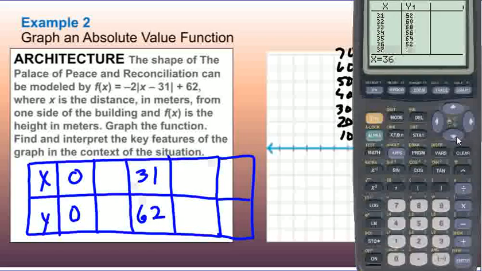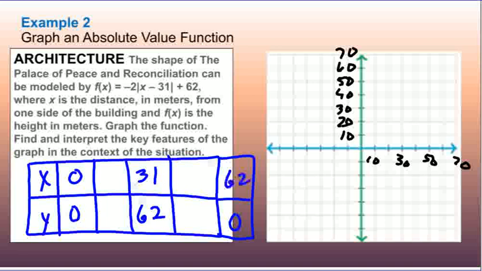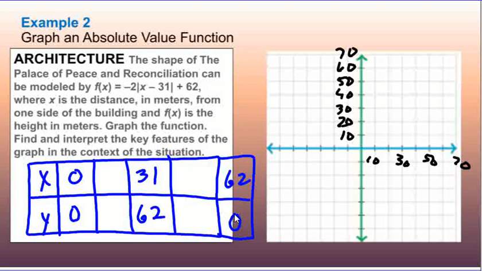Now let's see when y is 0, and get to another one. So when y is 0, x is 62, so I can have 0 here and 62 here. And then I'm just going to choose some other points in there, and I will just choose another one where y is 30.